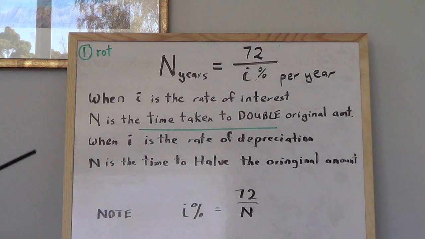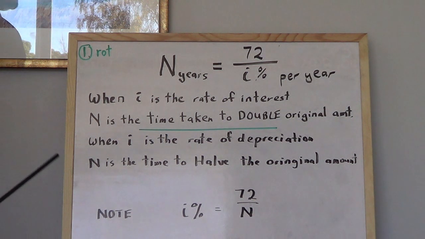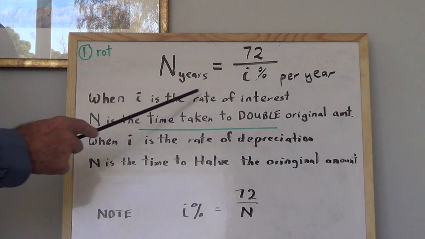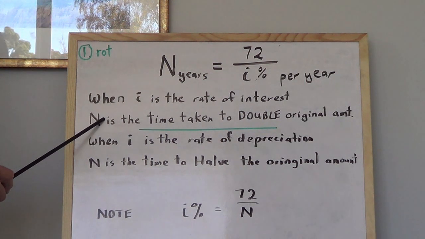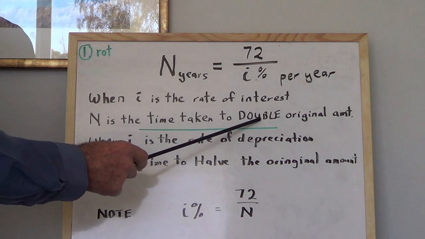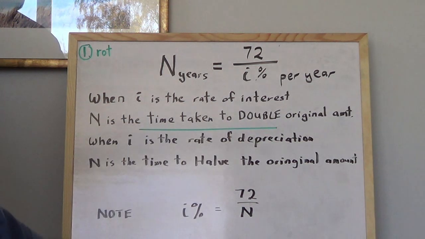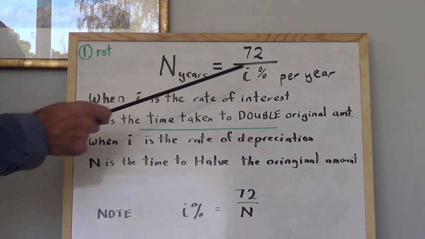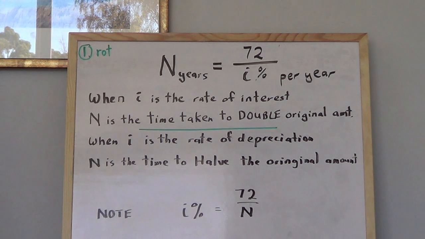Alright, here's the rule of 72. When I is the rate of interest, N is the time taken to double the original amount. So that's I percent per year, and that's N years, and that's 72 divided by the interest rate.